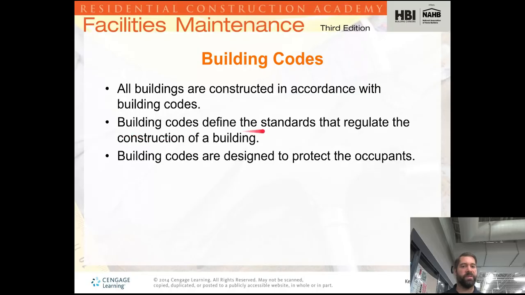So building codes define the standards that regulate the construction of a building. Again, we just can't go and throw stuff up together, right? Maybe you guys did that before. Maybe if you're building a tree house or a clubhouse or something like that, it doesn't really matter. But in here, it's going to be what we do in the real world. So we do have codes that we need to follow.